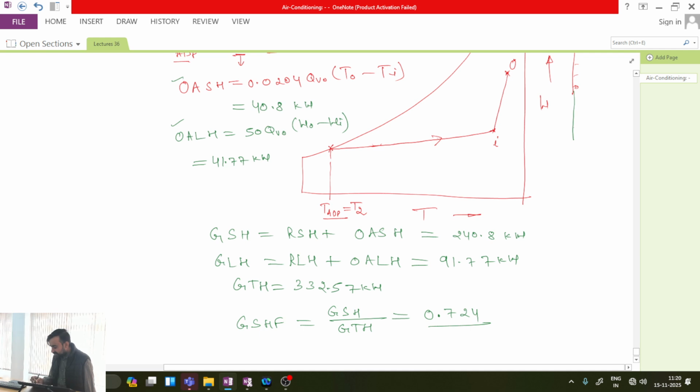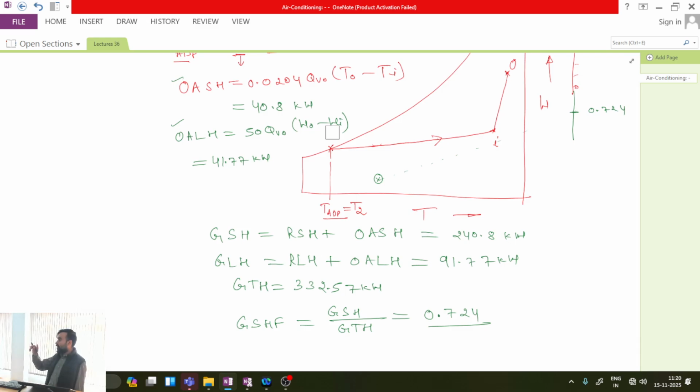Now what I will do, on this scale, I will see 0.724 and then I will go to the alignment circle. Say this is my alignment circle. I will draw a line in between the alignment circle and this. Is this point clear? After that, I will draw a parallel line which must pass through ADP, because ADP is the supply state. So that is where our grand sensible heat line should meet.